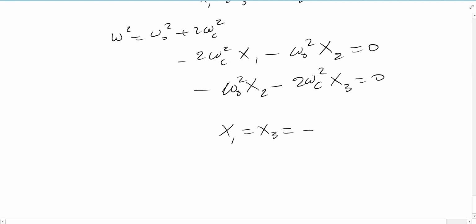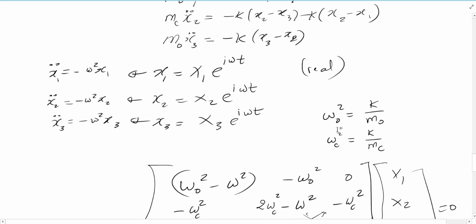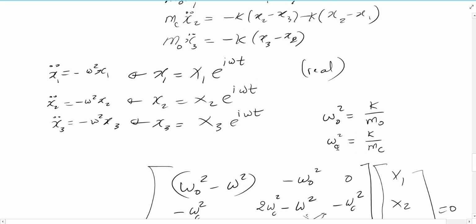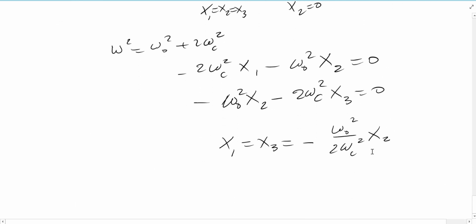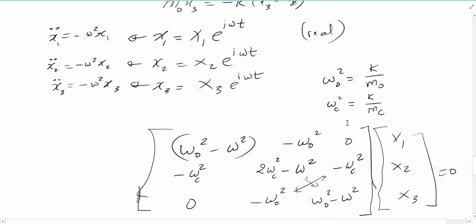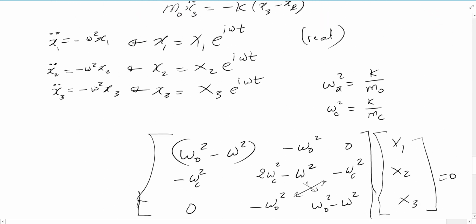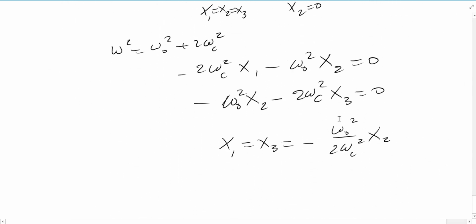is equal to minus, solving either one of them, omega naught squared over 2 omega c squared times x2. Remember, omega naught squared by definition is k over m o, and omega c squared is k over m c. So this is going to be actually, m c will go all the way to the numerator, and m o is going to be in the denominator, because if you sub in the values, the k will cancel. So we're looking for omega naught squared over omega c squared. That's what we have in here.